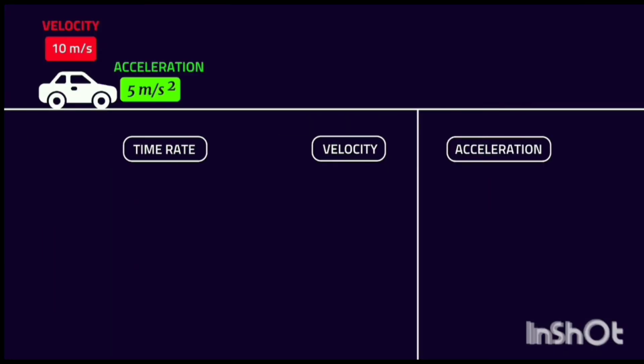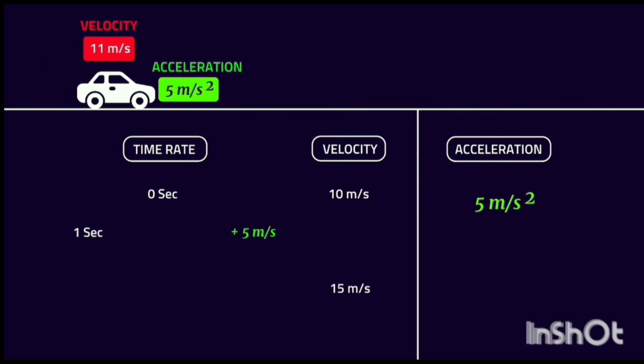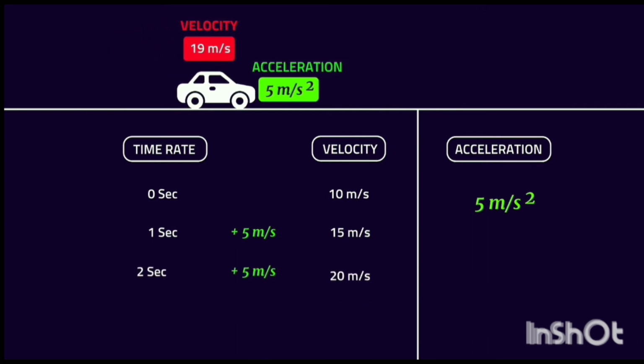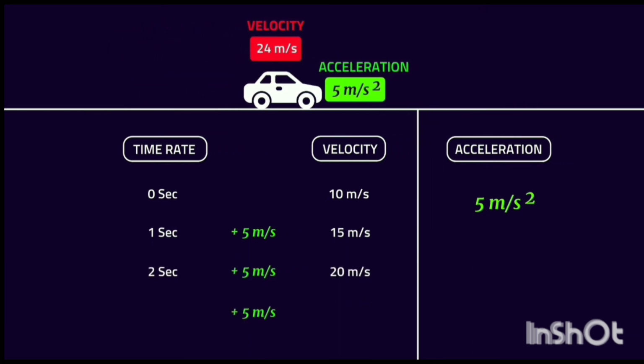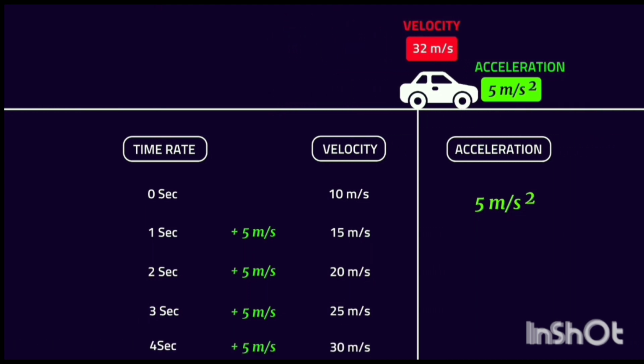To more easily understand, we change the hours into seconds. Imagine the car is already in motion, with an initial velocity of 10 meters per second and a rate of acceleration of 5 meters per second squared. So at 0 seconds, the velocity is 10 meters per second. After 1 second, the velocity will be 15 meters per second. After 2 seconds, the velocity will be 20 meters per second. Thus, the acceleration tells us how fast the velocity is changing.